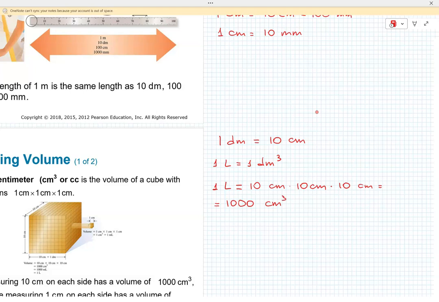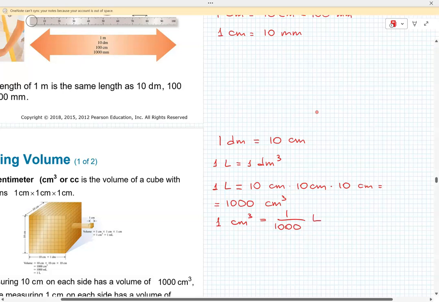And if 1 liter contains 1,000 cubic centimeters, then 1 cubic centimeter is 1,000th part of a liter. Would you agree with me? Yes? What do we call 1,000th? Milli.